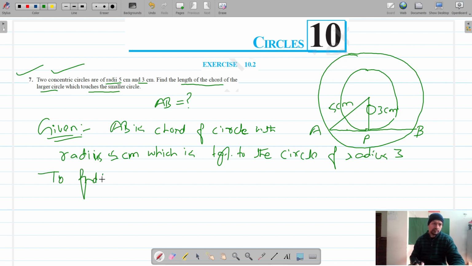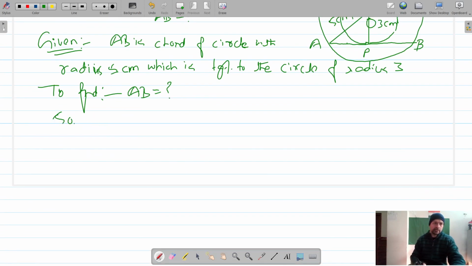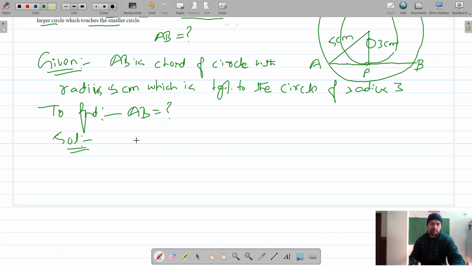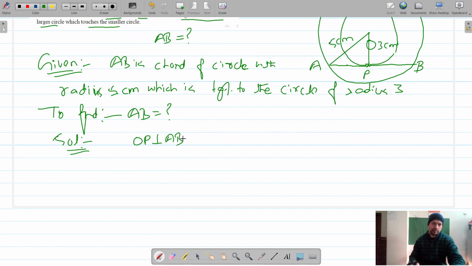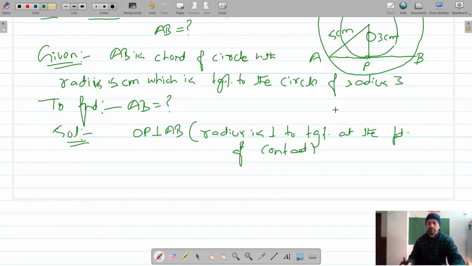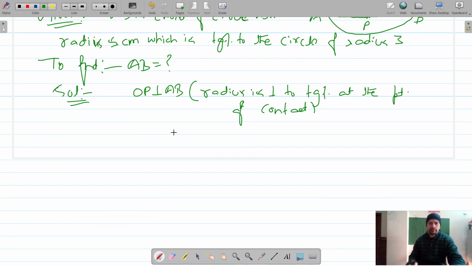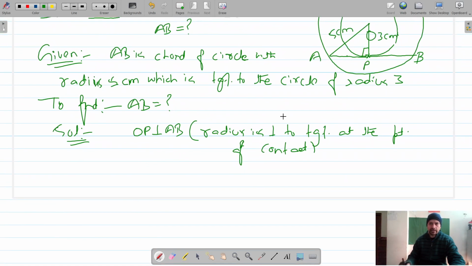So to find AB, we have to find the length of the chord and let's try to get the solution. So this OP is the radius of the smaller circle and AB is tangent to the smaller circle. So OP is perpendicular to AB, as the radius is perpendicular to the tangent at the point of contact. So that means this is 90 degrees and now we can use the Pythagoras theorem. So this means that this is a right angle triangle.